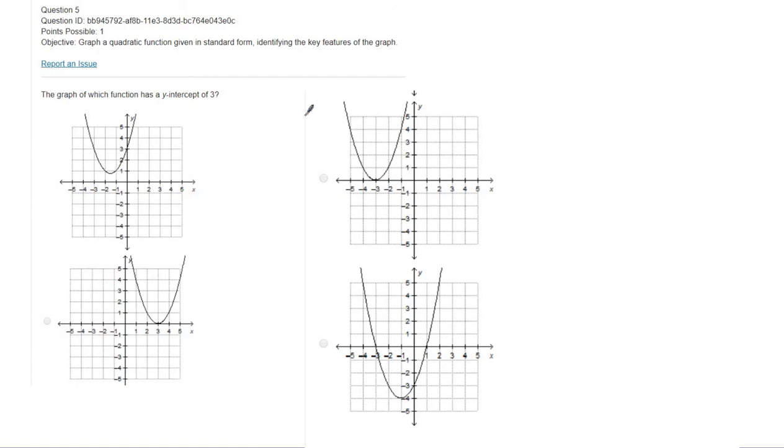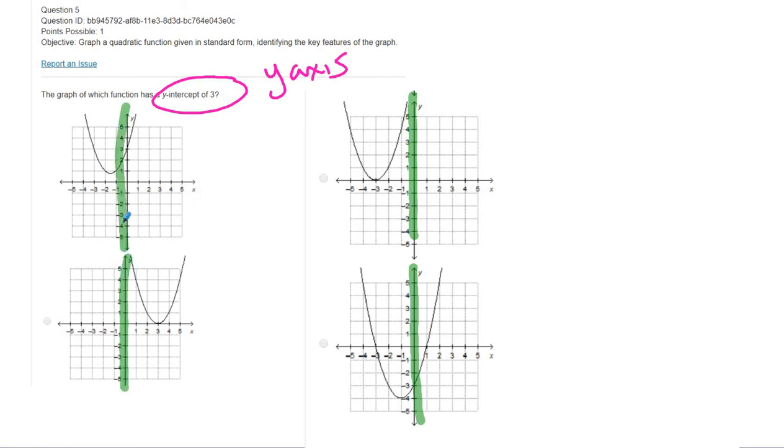Okay, which graph has a y-intercept of 3? Remember, your y-intercept is where it crosses the y-axis, and the y-axis on your graph is this one right here. So you're just looking at which of the graphs crosses that y-axis at 3.